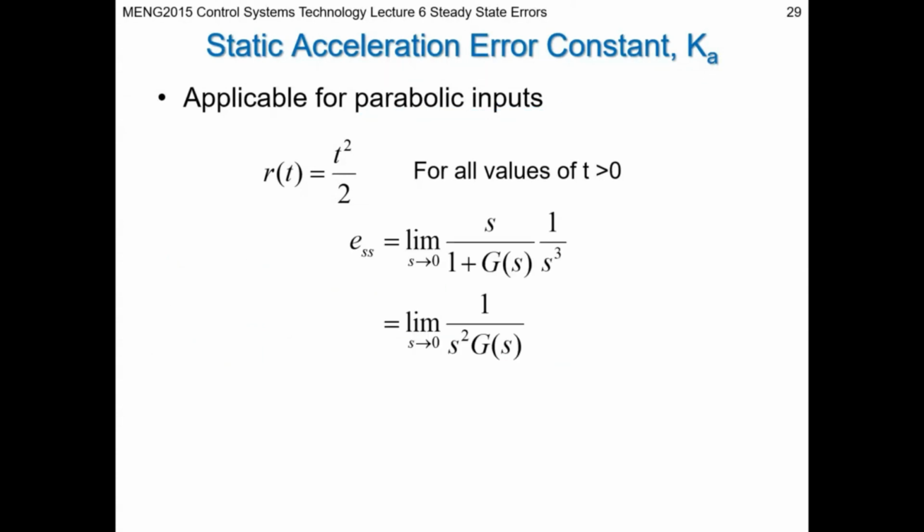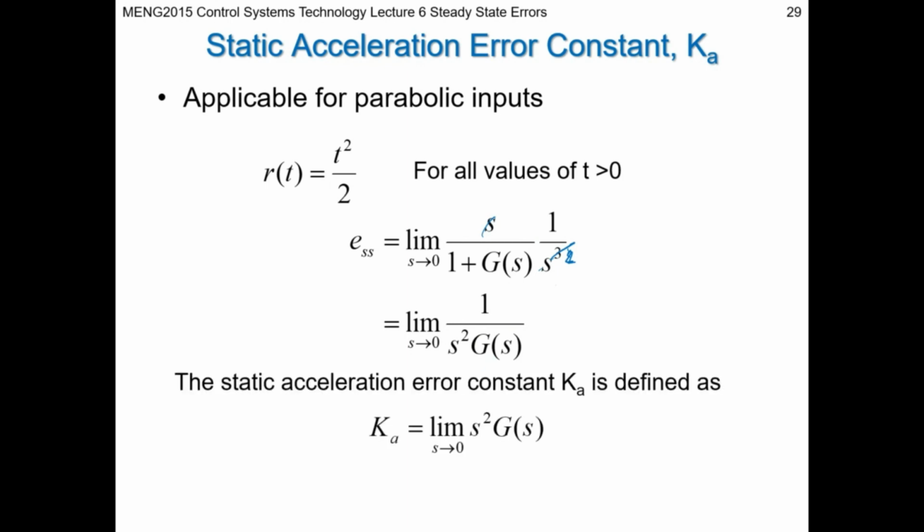So now our steady state error, same equation as before, but now our R(s) is 1 upon s cubed for a parabolic input. Now we get one cancellation, so this becomes s squared on the bottom. So you have 1 upon s squared G(s). And so we're going to define our static acceleration error constant Ka as the limit as s goes to 0 of s squared G(s).